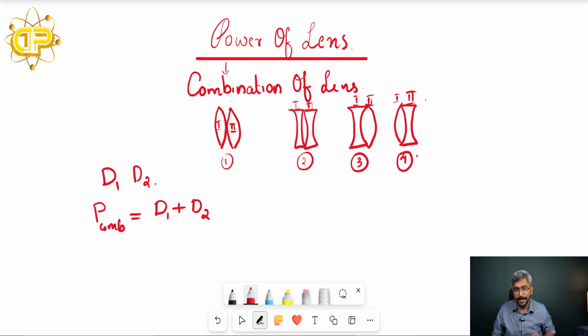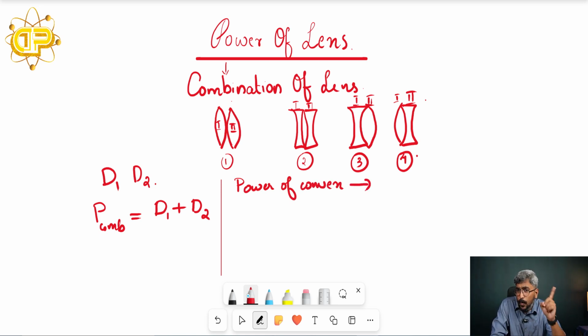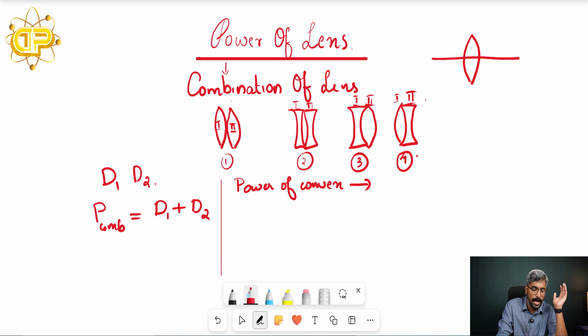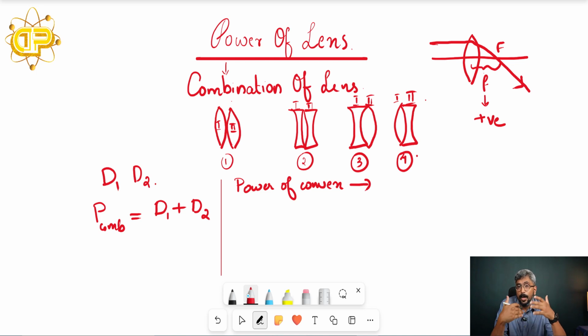Okay, and the next main inference is the power of a convex lens. Is it positive or negative? The basic thing is that a convex lens is a converging lens. Here I have a convex lens, and a light ray falling on this convex lens will converge and move like so. This is the principal focus, and the focal length is in the same direction as the incident rays, so you will get a positive value. The reciprocal of a positive value is simply positive. So the power of a convex lens will always be positive.